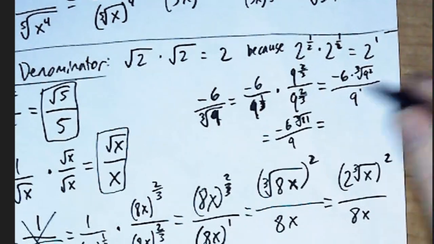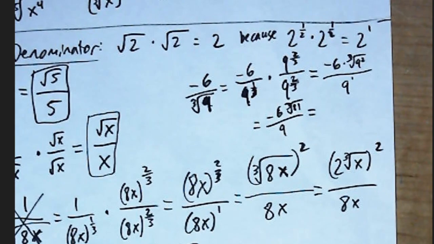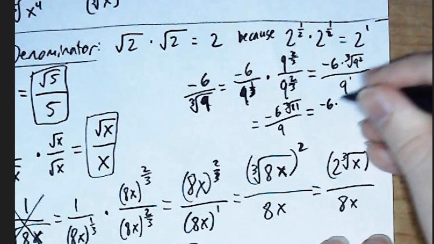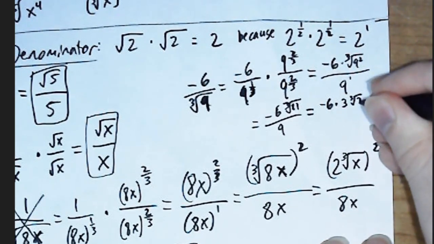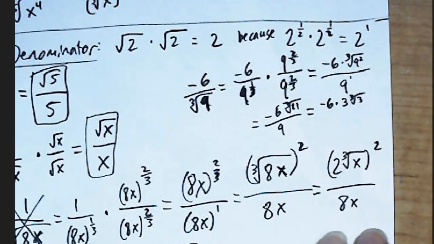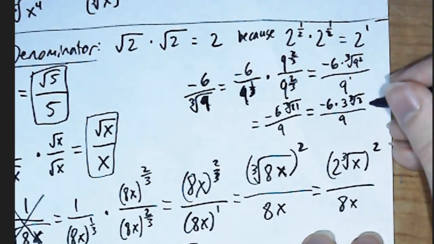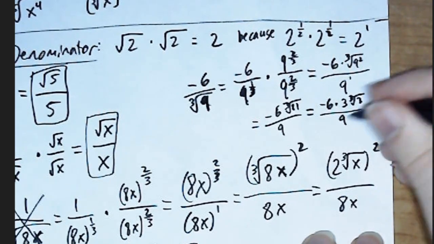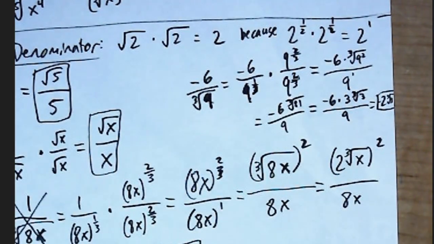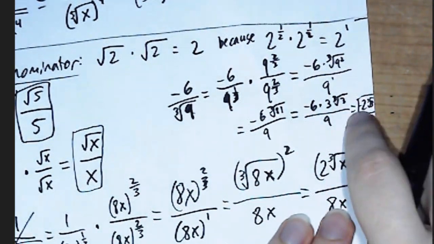I want you to simplify the cube root of 81 real quick. So the cube root of 81 is going to be 3 cube roots of 3. Negative 6 times 3 is negative 18, so we should get negative 2 cube roots of 3 at the end of this, because negative 18 divided by 9 is negative 2. Again, this is negative 2 cube roots of 3.